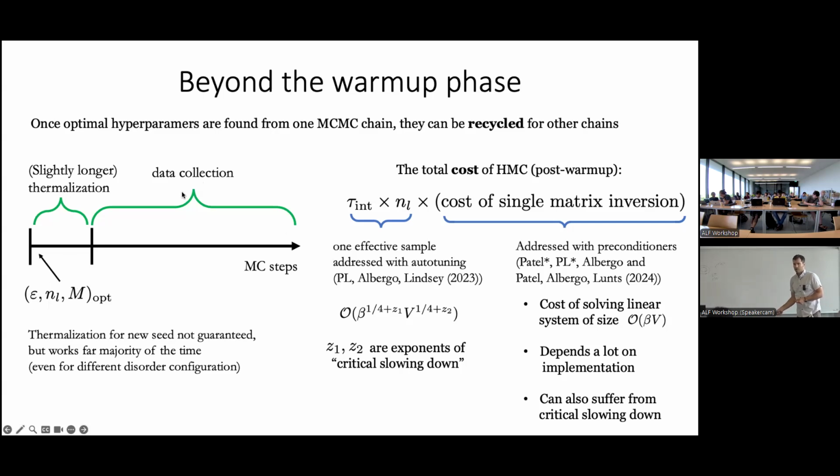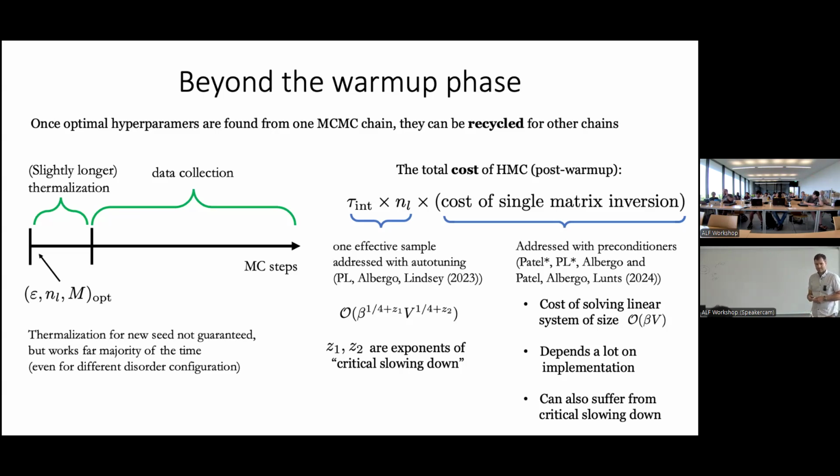And so amazingly, this works even with disorder. If you have, let's say, 10 different disorder configurations, for each of which you run a walker, then you compute the optimal hyperparameter values for one disorder configuration. It will then work the far majority of the time for other disorder configurations.